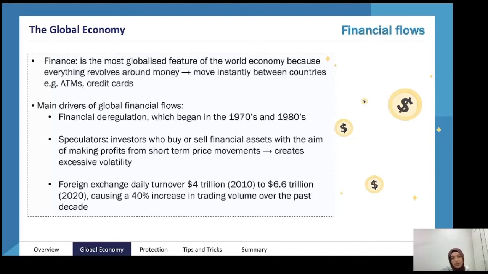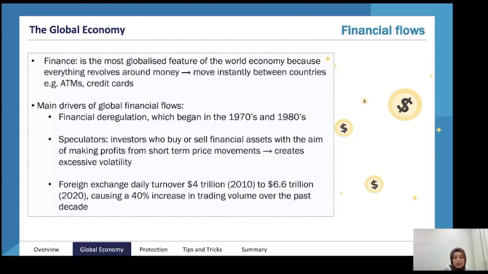Speculators, so investors who buy or sell financial assets with the aim of making profits from short-term price movements. This creates excessive volatility. So essentially, they're just sort of guessing. These investors are guessing where there's going to be a boom and where there's going to be an actual downturn in growth. And then they're just guessing and then investing their money. But if a lot of people do that, that can actually have very negative impacts.